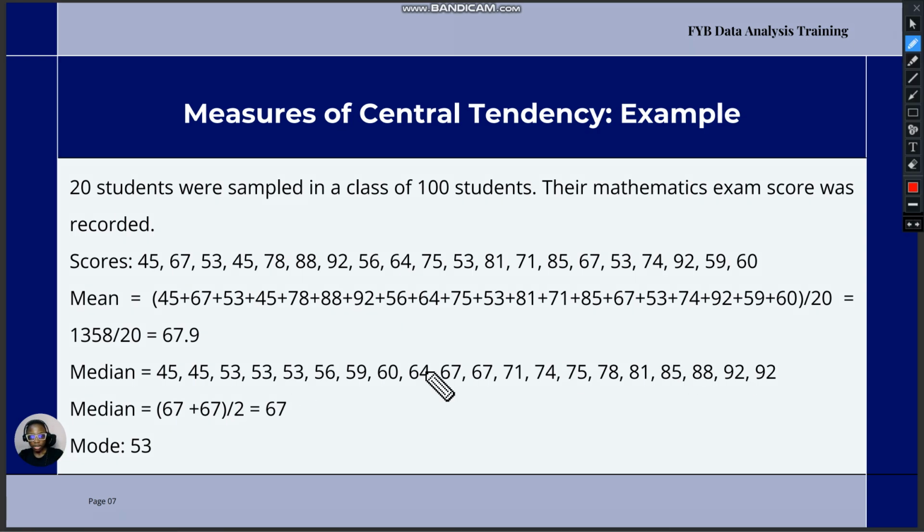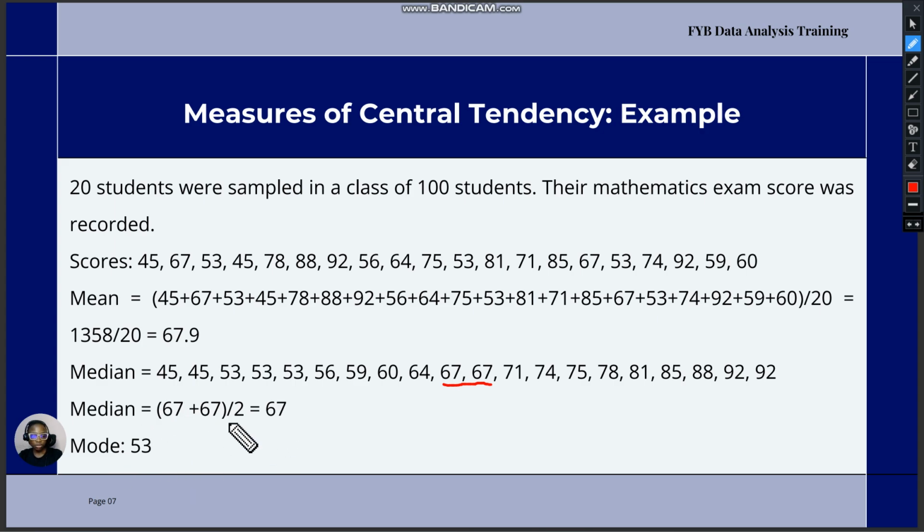Now for the median, you have to order the data either in ascending or descending order. You order the values from the smallest to the largest, and if you check, these two 67 values are the middle numbers. Because we have two middle numbers, we find the average of the two by dividing their sum by 2, and it still gave us 67. So the median in this case is 67.